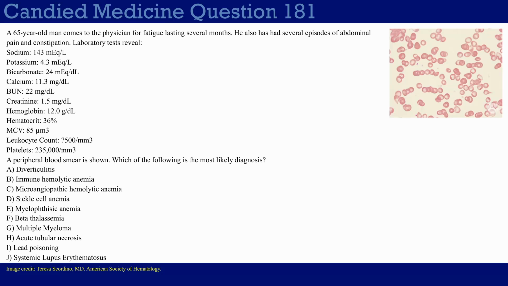A 65-year-old man comes to the physician for fatigue lasting several months. He also has had several episodes of abdominal pain and constipation. Laboratory tests reveal sodium 143, potassium 4.3, bicarbonate 24, calcium 11.3, BUN 22, creatinine 1.5, hemoglobin 12.0, hematocrit 36%, MCV 85, leukocyte count 7,500, platelets 235,000. A peripheral blood smear is shown. Which of the following is the most likely diagnosis?